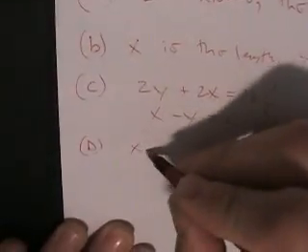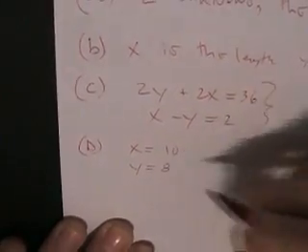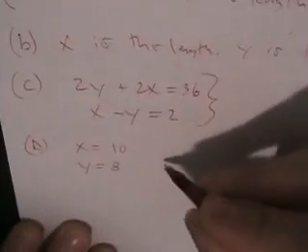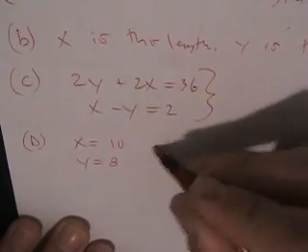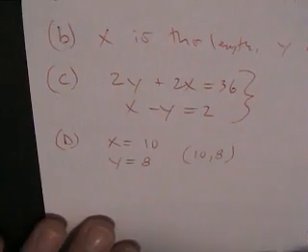So for part D, it said solve the system. We just solved it, so for D, I'd say that x is equal to 10 and y is equal to 8. You can write it like this, or you can write it in x comma y form. It doesn't matter, it's the same thing. These are saying the same thing.